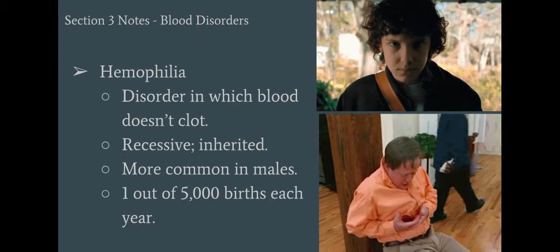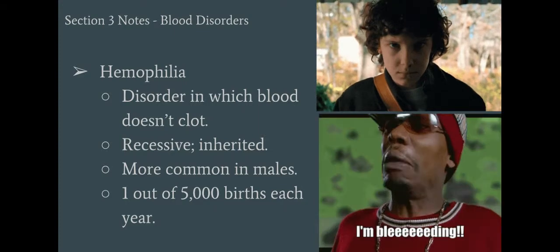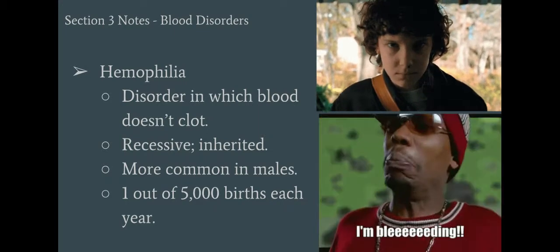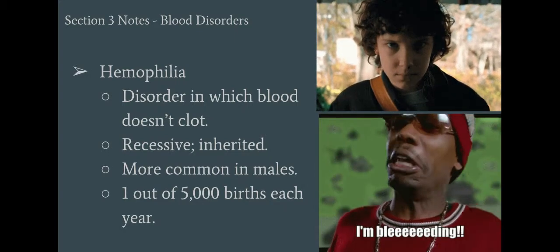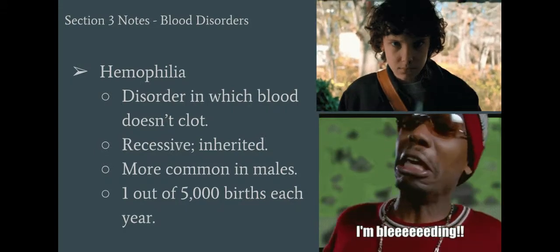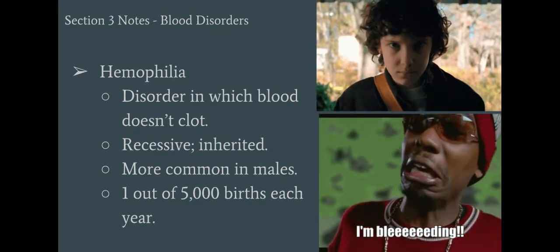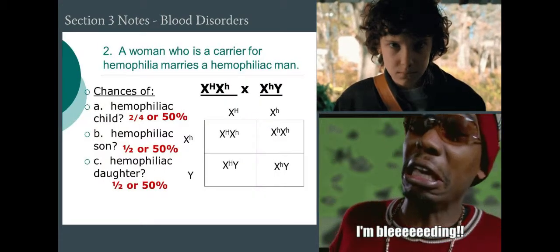Hemophilia is a pretty obsolete disorder. It does show up occasionally, but that is basically the inability to clot blood. It is a recessive inherited trait, and that tells you why it is not very popular or common. Usually people nowadays that have it don't procreate and create offspring, because it does have a tendency to be passed on. It is more common in males, which we're going to look at today. One of every 5,000 births each year has it.